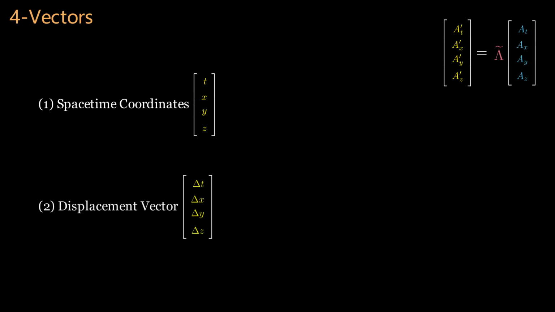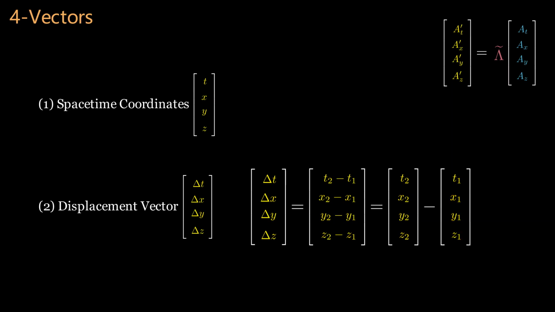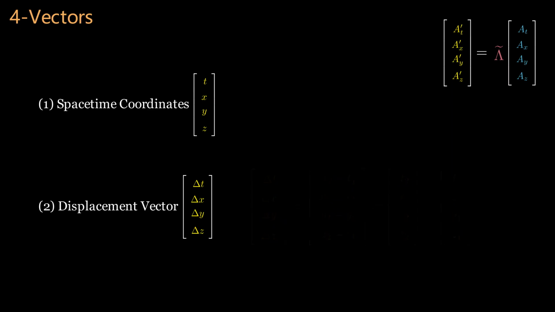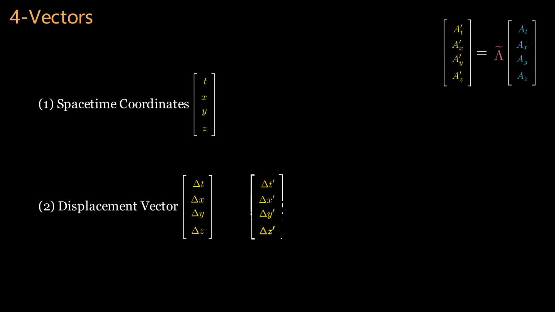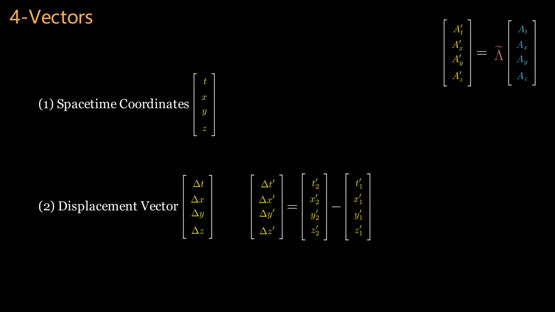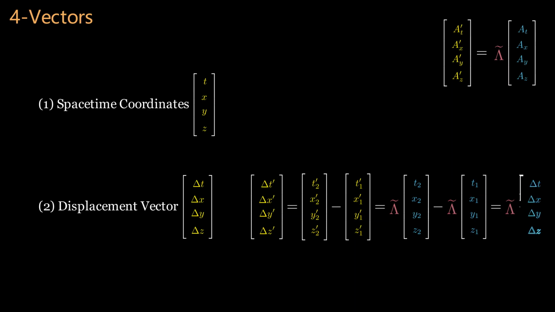The displacement vector is also a four-vector. It is defined as the difference in spacetime coordinates between two events. On a spacetime diagram, the displacement vector can be represented by a directed line segment between two events. Through some simple derivation, we can determine that the displacement vector also satisfies the generalized Lorentz transformation relations.